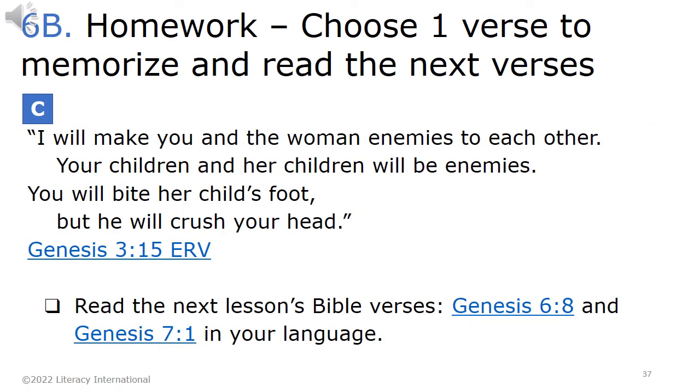6B. Homework. Choose one verse to memorize and read the next verses. C. I will make you and the woman enemies to each other. Your children and her children will be enemies. You will bite her child's foot, but he will crush your head. Genesis chapter 3, verse 15 from the ERV. Read the next lesson's Bible verses, Genesis chapter 6, verse 8, and Genesis chapter 7, verse 1, in your language.